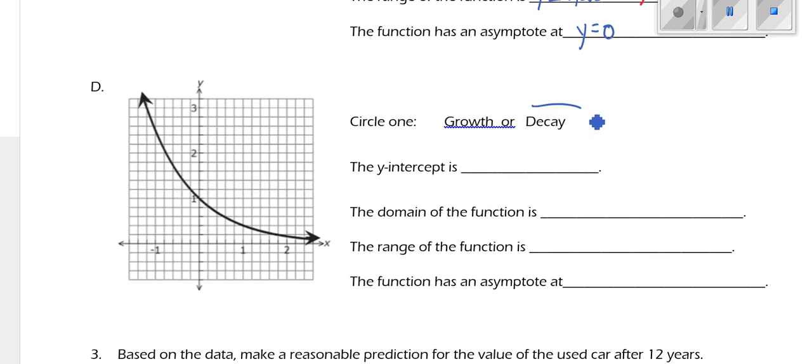Okay, D, this is a decay. The y-intercept is 1. The domain is all real numbers, again, can be negative infinity less than x less than infinity. The range is y is greater than 0, or all numbers greater than 0. The function has an asymptote at y equals 0.